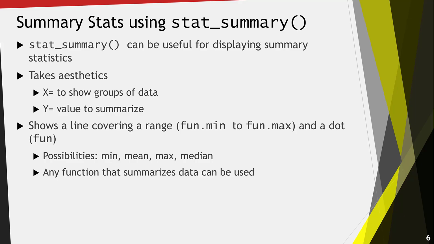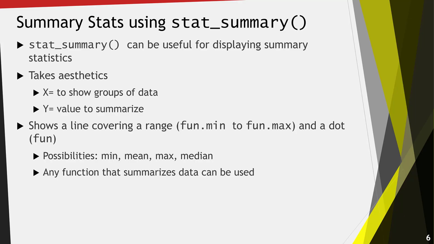This geometry takes two aesthetics. The X aesthetic tells R how you would like the data grouped. Different groups of data are going to appear on the x-axis of your visualization. And Y tells R which value in your data set to summarize. This visualization is going to show a line that covers a range. The bottom of that range will be defined by fun.min. The top of that range will be defined by fun.max.